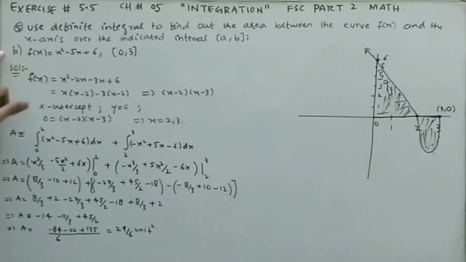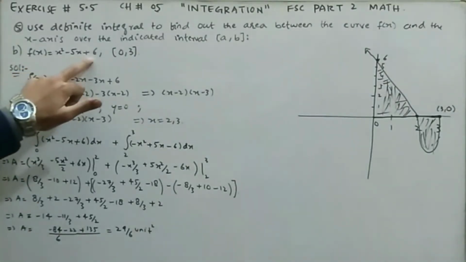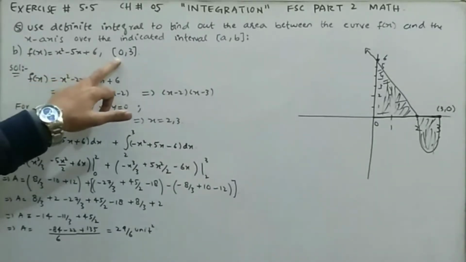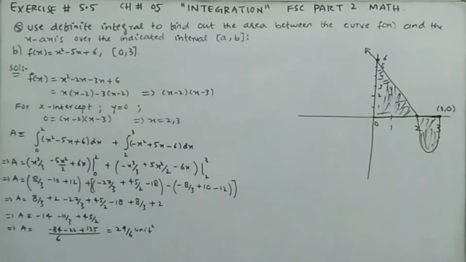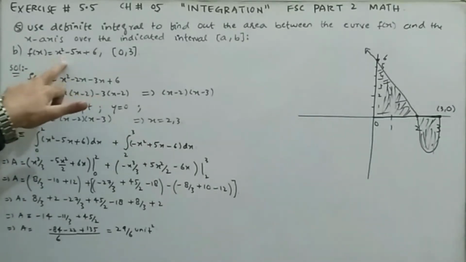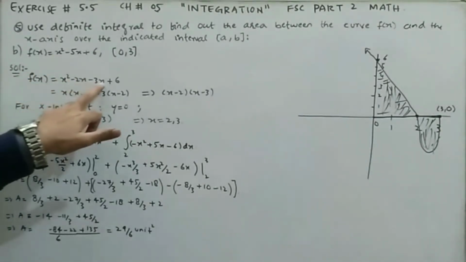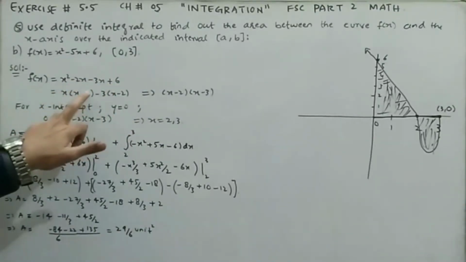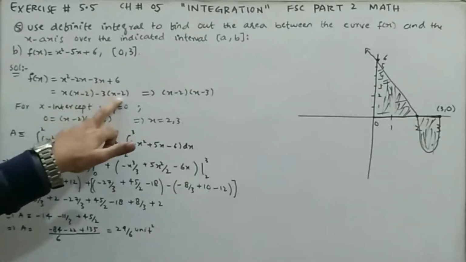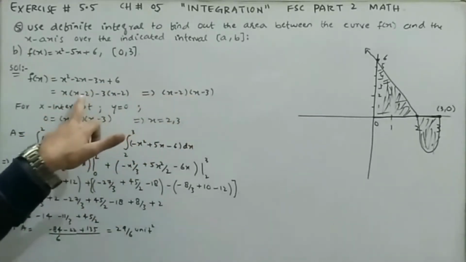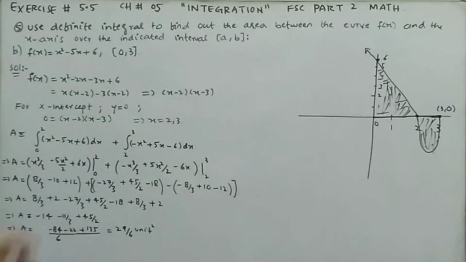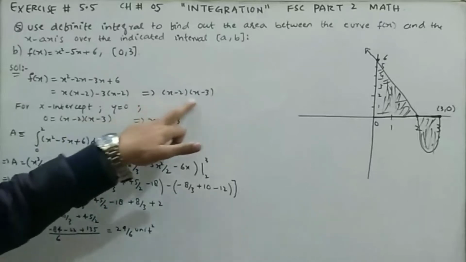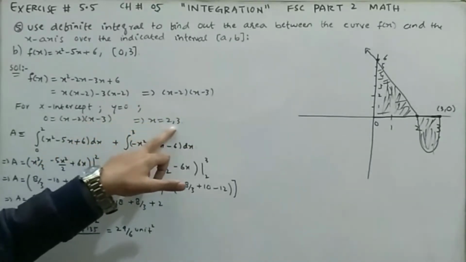Now let's understand the second part of the same question number 5. f of x is equal to x square minus 5x plus 6. This curve and this function is given while the interval is from 0 to 3. First of all, simplifying and factorizing this function. So x square minus 5x can be written as minus 2x minus 3x, plus 6 comes down as it is. Now from over here take x common, so x minus 2, and from over here take minus 3 common, we are left with x minus 2. So it becomes x minus 3 and x minus 2. For the x-intercept, y will be 0, f of x will be 0. So by putting f of x as 0, we are left with 0 is equal to x minus 2 into x minus 3. It gives us two values, x is equal to 2 and 3.